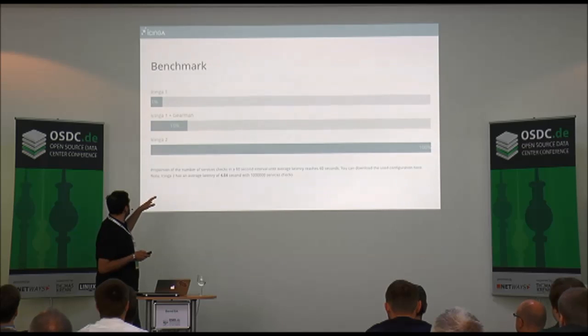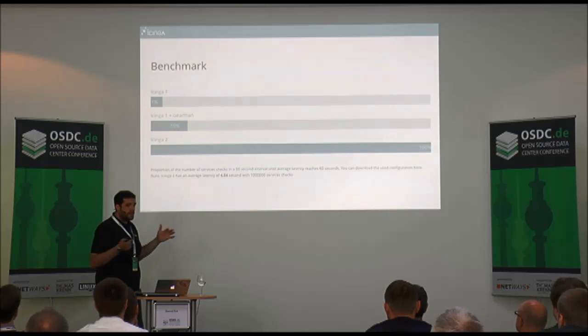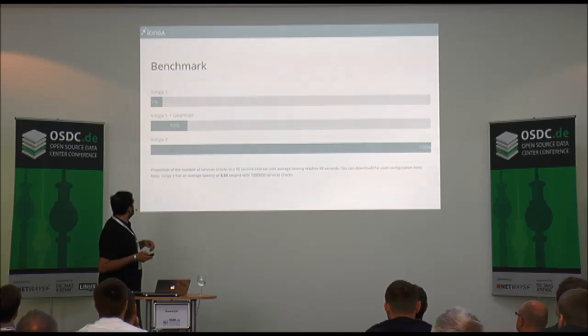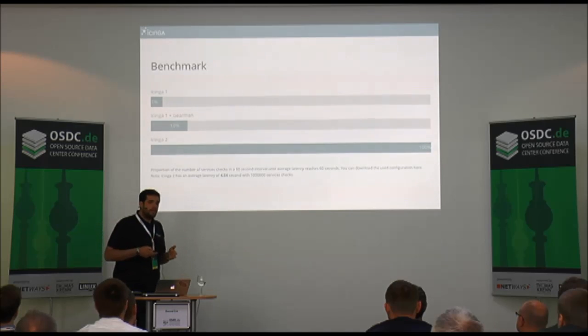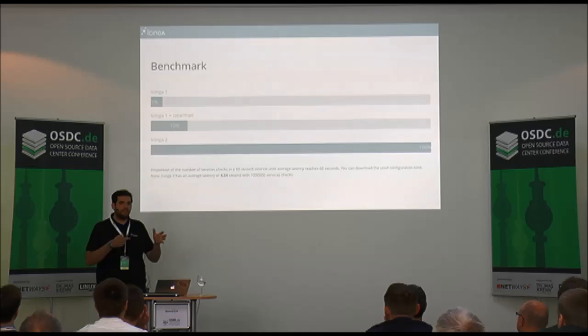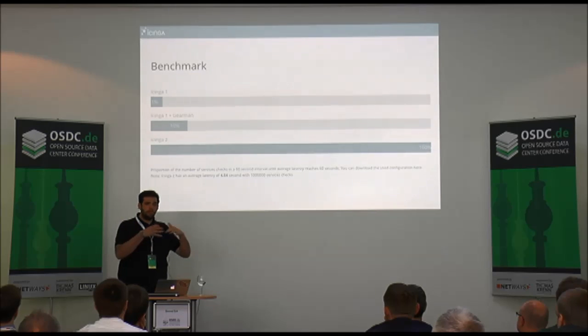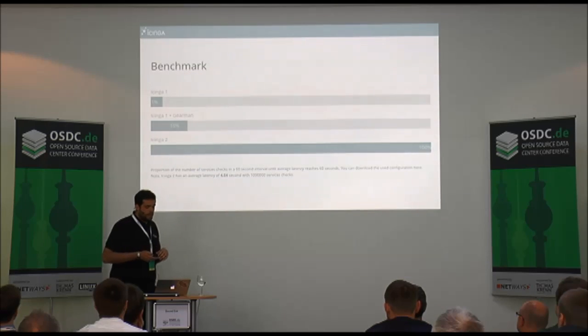The important thing is that the first bar is a standard Icinga 1. The second bar is Icinga 1 with Gearman. Gearman is a pretty cool solution if you're still on Icinga 1 to distribute the load using Gearman brokers. It works very well, but using Icinga 2 works better.